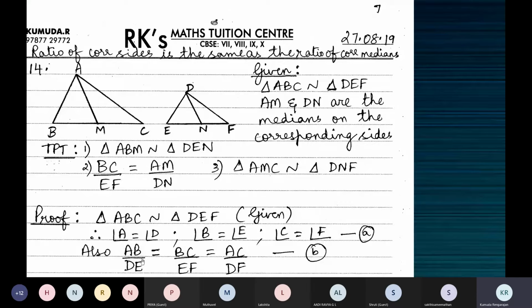AB by DE is equal to BC by EF. Now, which of these two ratios is completely relatable to these two triangles ABM and DEN? AB by DE is completely relatable. But BC by EF should be modified, right? Yes, ma'am. We can take BC by 2 by EF by 2, and we will get BM by EN.